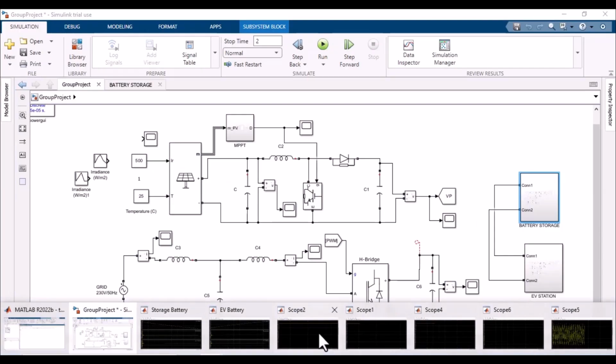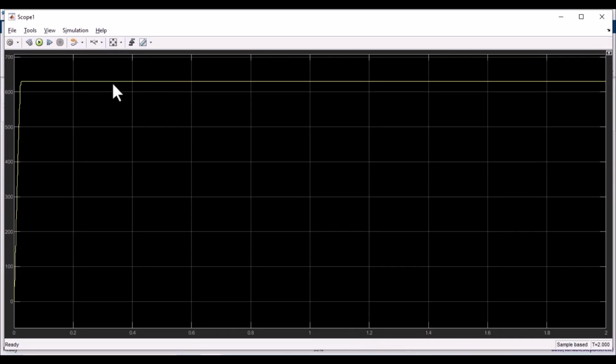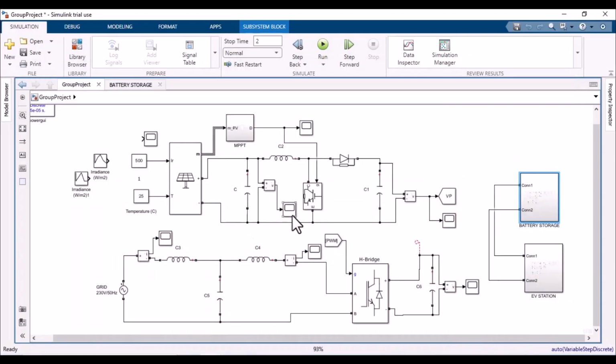Its output waveform, just look at the output waveform. It shows above 600 volts. It's a voltage of above 600. It's almost 630 or 640, something around. So this panel will generate almost 630-something volts.